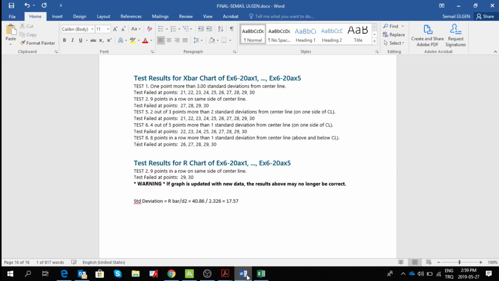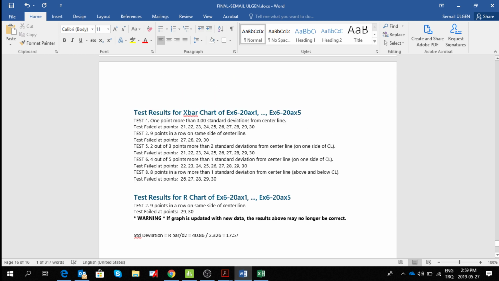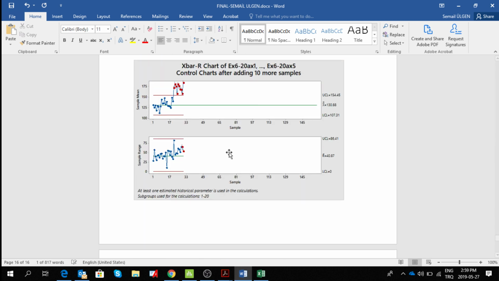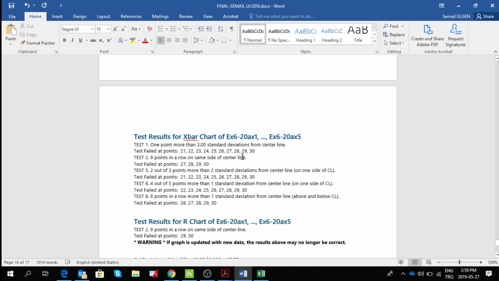Okay, so let's look at our information here. This is our new X bar chart after adding 10 more samples, and all these points are out of control, and it should say it in this description in the test results. So test results for X bar, it says 1 point more than 3 standard deviations from center line. Test failed at the points 21, 22, 23, 24, 25, 26, 27, 28, 29, 30. That means these are all the new 10 points. They are out of line.